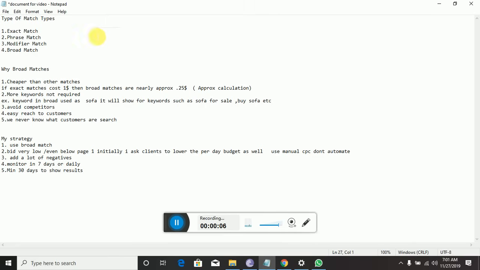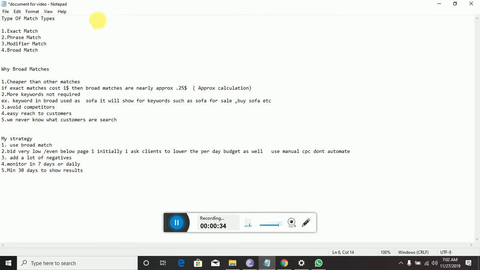Yeah, hello friends. Today I would like to share one of my strategies which I have been using for the past 2 years. As you know, there are various kinds of keyword match types in Google Ads. One is exact, one is phrase, one is modifier, and we have broad match. So these are the various keyword match types which we use when we work with Google Ads.